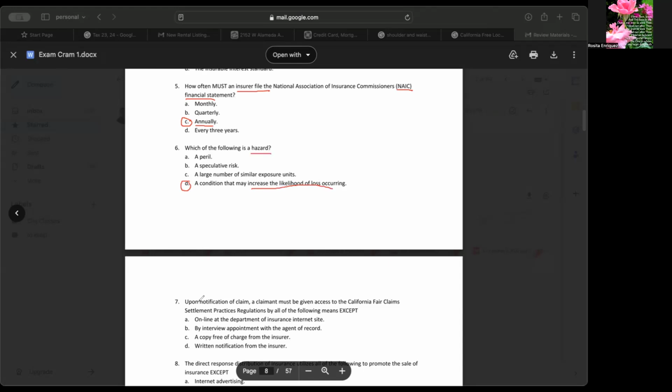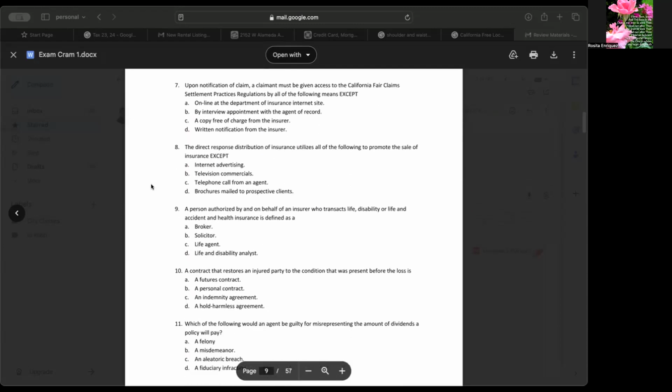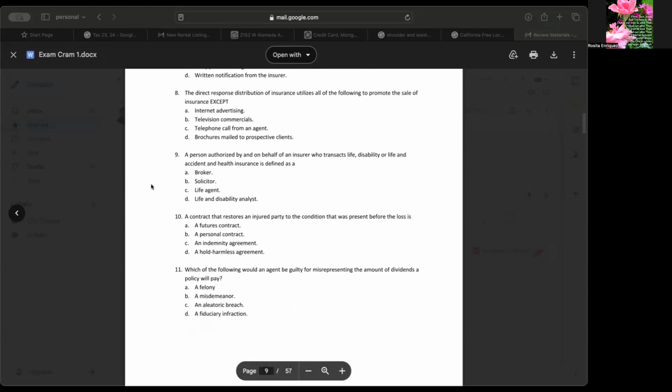Number 7, upon notification of claim, a claimant must be given access to the California Fair Claims Settlement Practices regulations by all of the following means except, the answer is except by an interview appointment with an agent of record. So it cannot be done through an interview appointment. All right, let's go to question number 8.